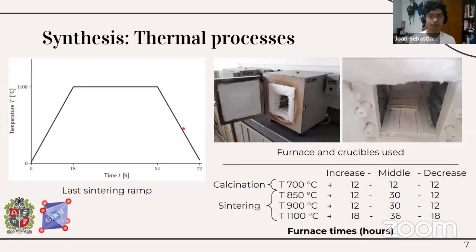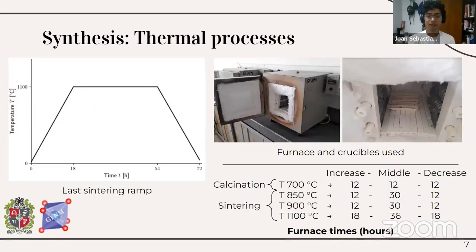Next, we proceeded to calcinate our sample at a temperature of about 700 degrees Celsius. This was in order to remove any extra water that we could have in our sample and to promote the production of carbon dioxide and the decomposition of calcium carbonate in the pellets.